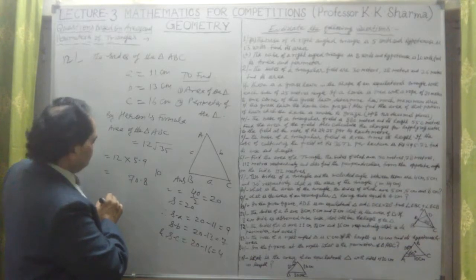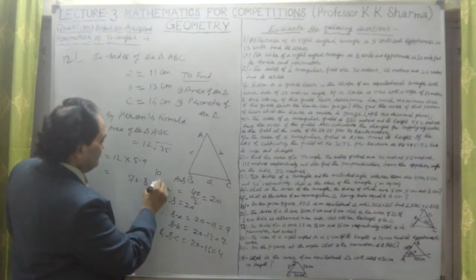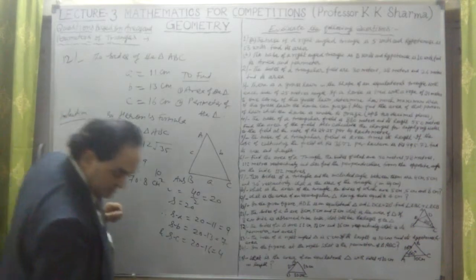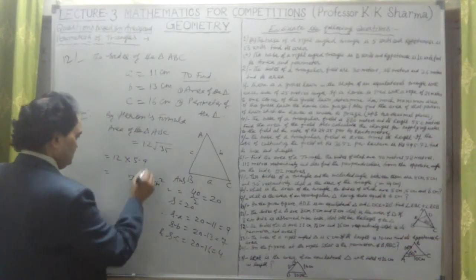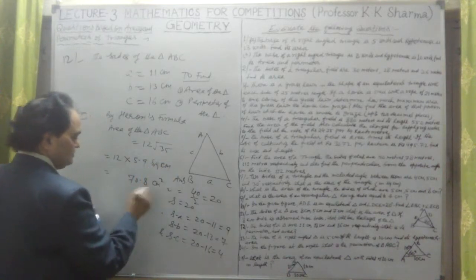70.8 only. Okay, square centimeter. This is centimeter square. Answer. Okay, so this is 70.8 square meter. This is the square centimeter. Sorry, square centimeter. Centimeter square.